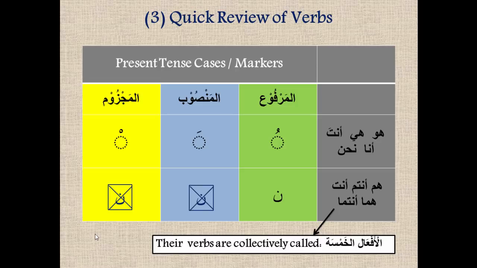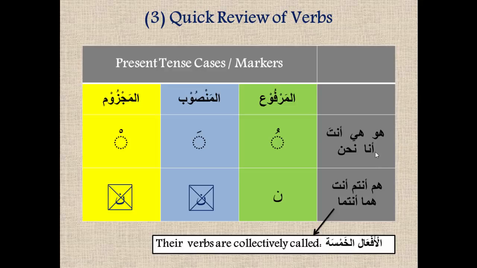Here is a quick review. I'll be presenting two diagrams, two charts to summarize what we've covered in this lesson and the past lesson regarding markers and present tense cases. So again, this is a chart we've seen in lesson number 5, except we've updated part of it. So now we have all the pronouns accounted for.